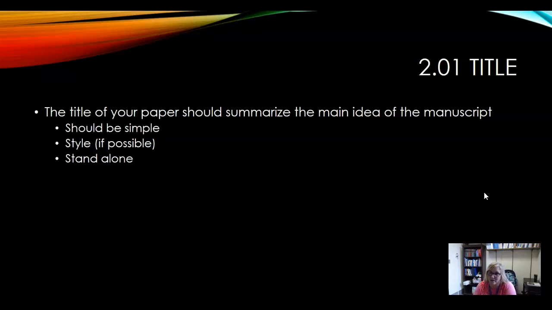It doesn't have to be fancy. It doesn't have to be clever or catchy. You can use style. You can make it kind of fun if it works and is still simple and stands alone. But that shouldn't necessarily be a priority for you. So the most important thing is that when I read the title of your paper, I know what your study's about. If the title meets that criteria, then it's a good title. Okay.